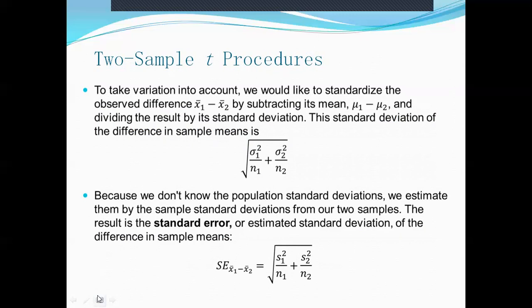The result is the standard error, or estimated standard deviation of the difference in sample means, which is labeled SE subscript x bar 1 minus x bar 2, as a reminder that it's the standard error for the difference of the sample means, which equals the square root of the quantity s1 squared divided by n1 plus s2 squared divided by n2.